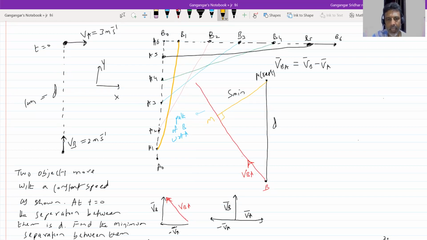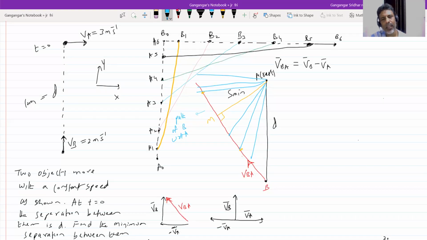Now look at this. When B is here, tell me, what is the distance? It will be greater than this S minimum. When B is here, what is the distance? It will be greater than that. I'll draw some reference lines, then I'll erase them. You look at these lines. The blue line's length is greater than that of the yellow one. Among all this, you draw several lines.